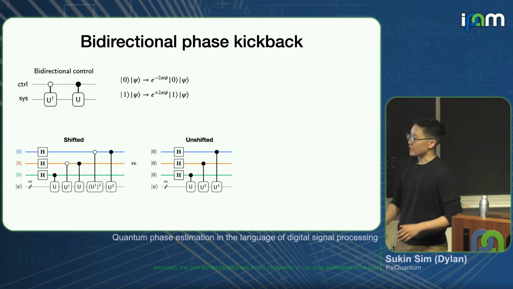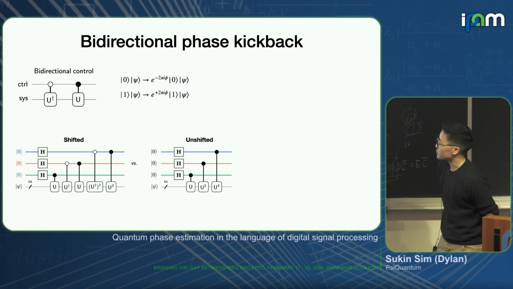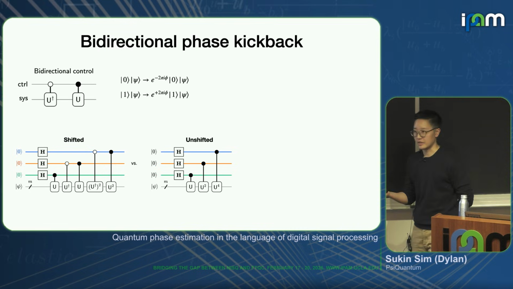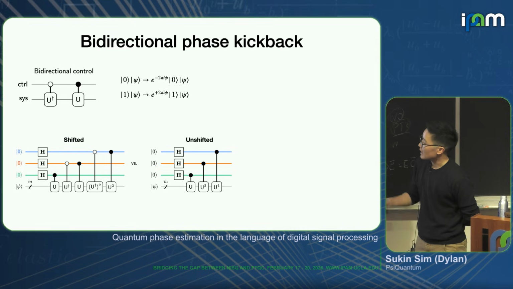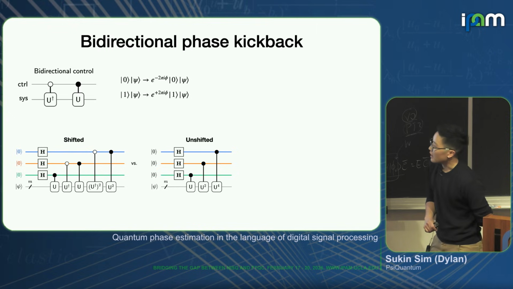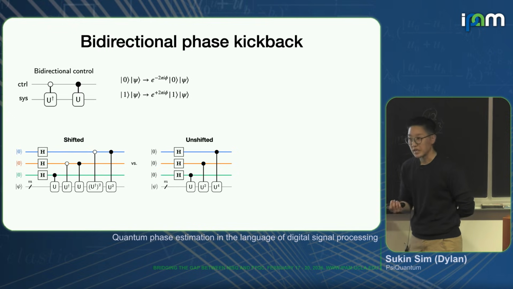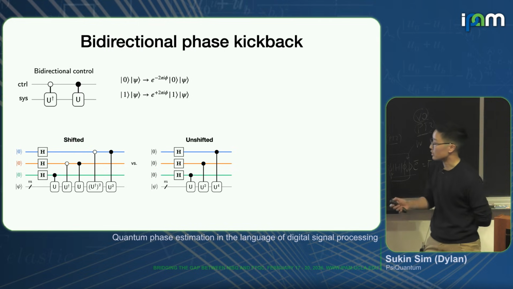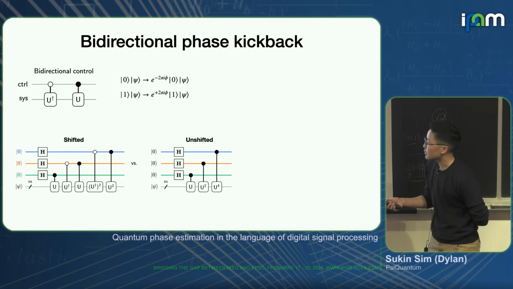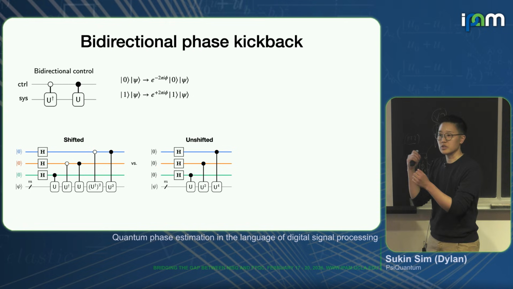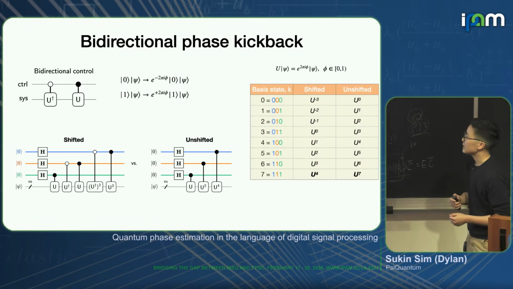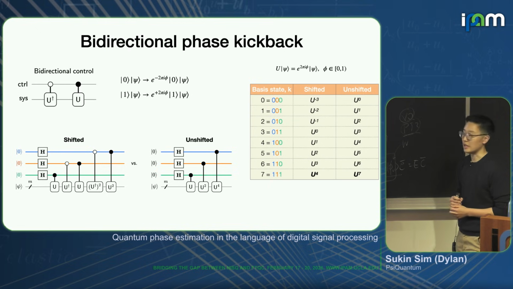And so if we were to actually implement this in circuit, this is what it would look like, where in the unshifted case, this is our standard textbook phase estimation control structure. And in the shifted case, starting from the second most significant bit, we start playing around with this bidirectional control structure. And if we were to go through the table and work out what is the resulting power of U that's being applied to each basis state, we retrieve the expected table.